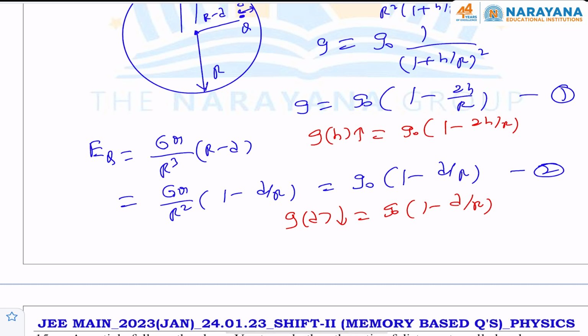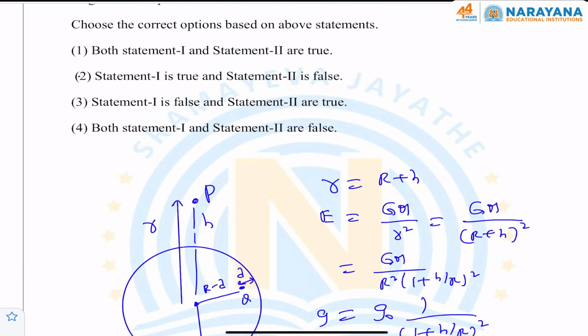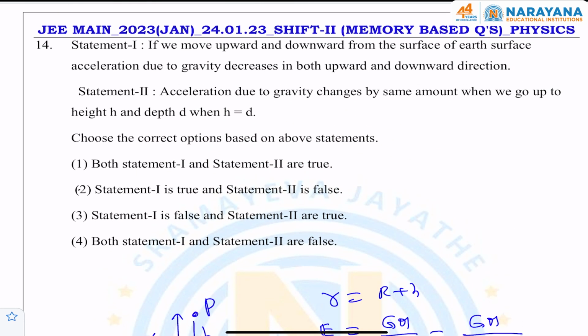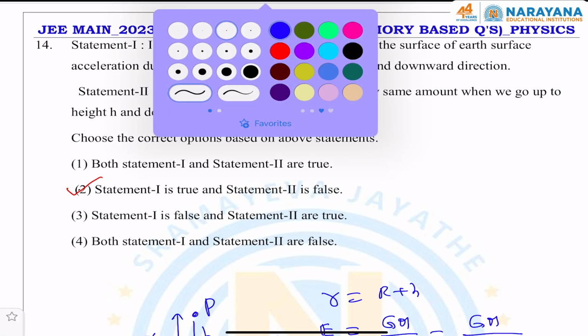If h equal to d, these two are not same, but both are less than g naught, the value of g on the surface of earth. So here statement 1 is true, statement 2 is false. So the correct option is: 1 is true, 2 is false.